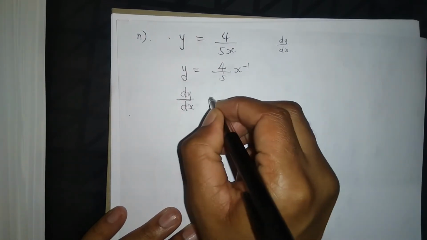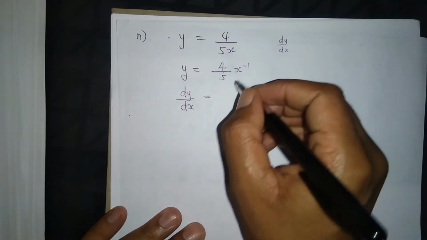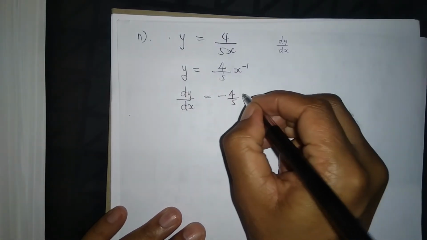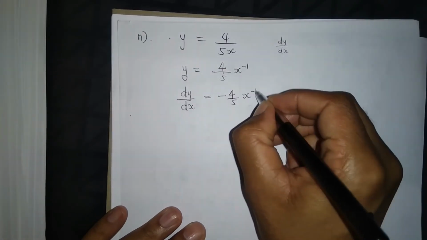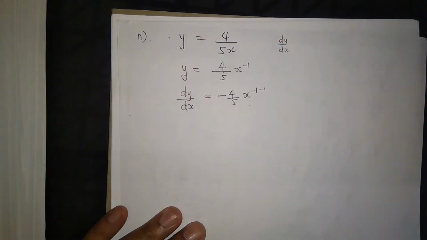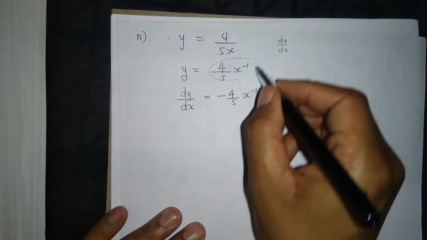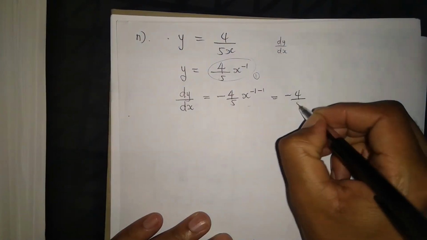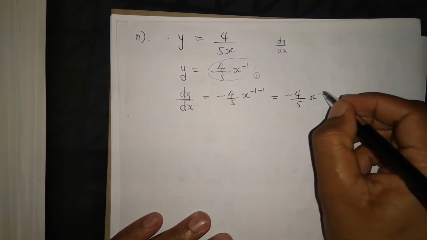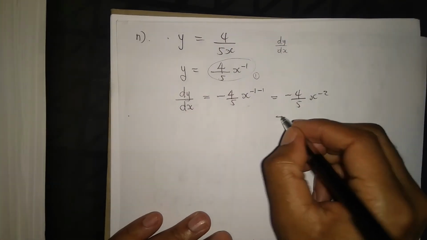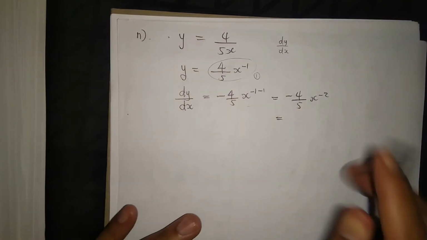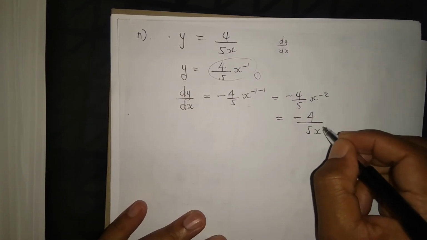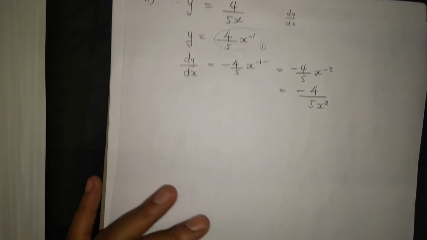So dy over dx is equal to negative 1 times 4 over 5. It's negative 4 over 5. X minus 1. This minus 1, so we subtract 1 again. This is rule number 1. But anyway, it's minus 4 over 5x negative 2. So our final answer, remember this is a negative exponent, ngizofuna ukuyibhala as a positive exponent, 5x squared. This is our final answer.